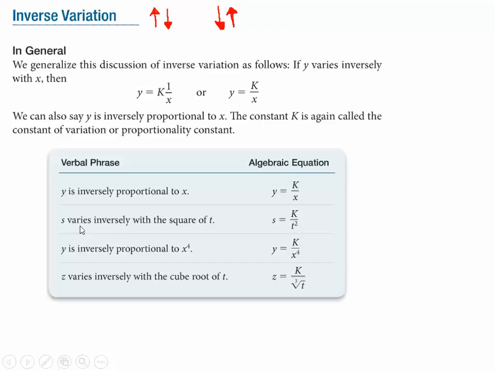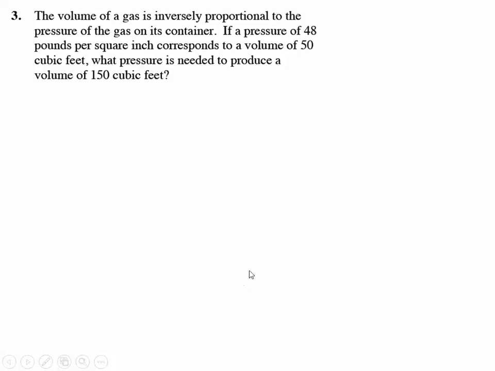So s varies inversely. Whenever you talk about inversely, you're going to put s is equal to k, and then you're going to divide by whatever that inversely is. In this case, it's the square of t. All right, or x to the fourth, or the cube root of t, whatever you like in there. But it's a division problem this time, whenever you're looking at inverse variation. So let's go for it. Let you guys try this by yourself first.